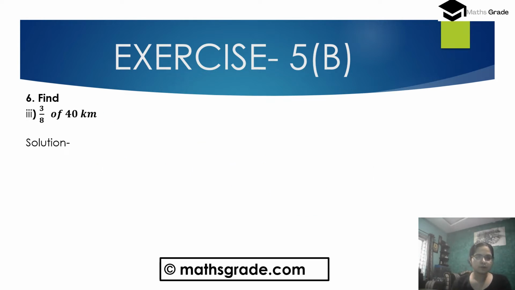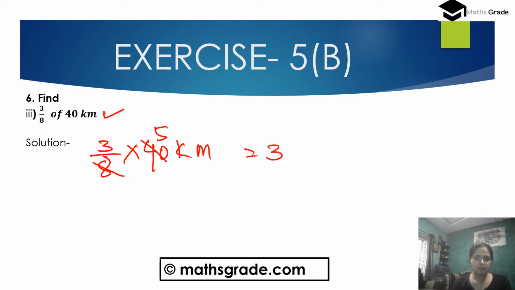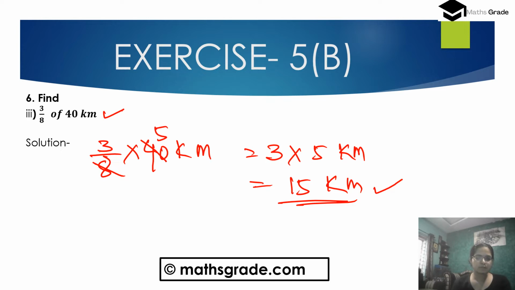Now third bit, 3 divided by 8 of 40 kilometers. We have to find the value of 3 divided by 8 of, that is we have to multiply 3 divided by 8 with 40 kilometers. When we divide 40 with 8, we get 5. In the table of 8, 8 multiplied with 5 is 40. Now multiply 3 with 5 kilometers. And 3 multiplied with 5 is 15 kilometers. So value of 3 divided by 8 of 40 kilometers is 15 kilometers.